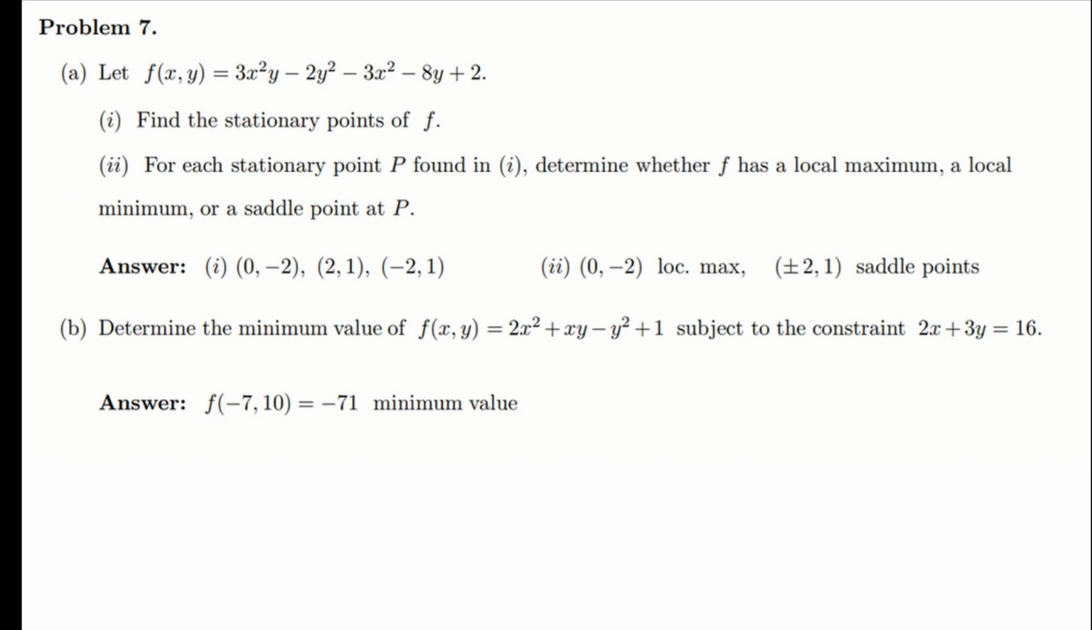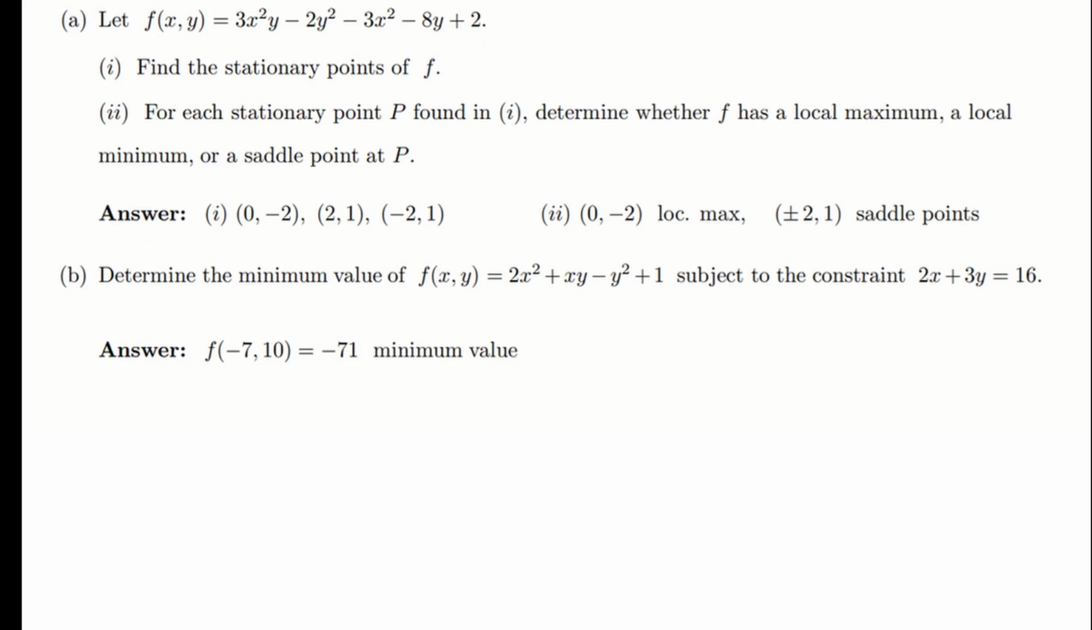Okay. Find the stationary points of f. So this is very simple. We look for the gradient and set it equal to 0, just like you would in Cal 1. Find the derivative, set it equal to 0. We find the gradient, set it equal to 0. So step 1, find the gradient.